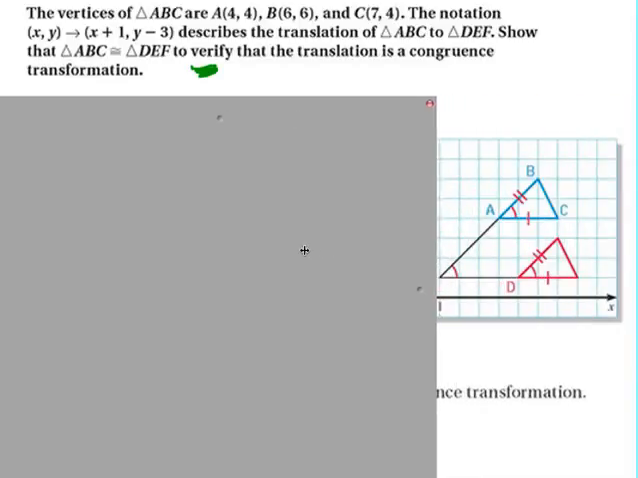Okay. The vertices of triangle ABC are given. The notation describes the translation of triangle ABC to become DEF. Show that triangle ABC is congruent to DEF, to verify that the translation is a congruent transformation. Verify. This is a key term that says you're going to have to do a lot of work. Haha, work. Okay, first thing, probably graph that thing.